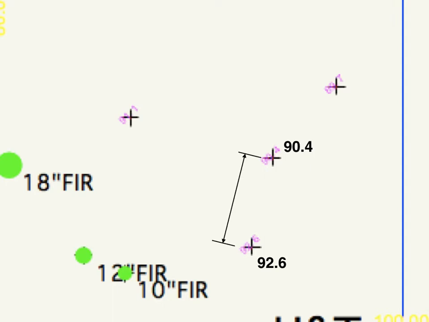So first of all, you look at the distance between those two spot grades, and that turns out to be 11 feet horizontal distance. And then 92.6 minus 90.4 is 2.2 feet in elevation change. So when you calculate the slope there, it comes out to 0.2.